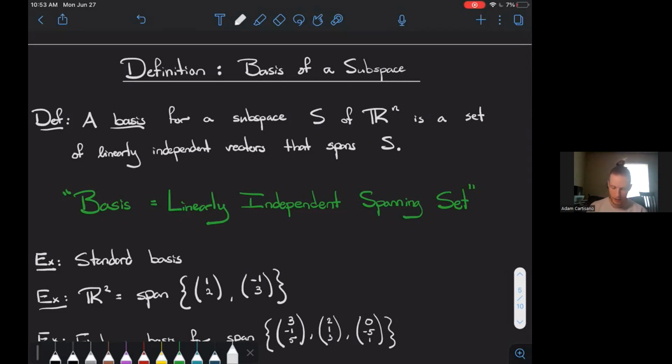Even the set (1, 0), (0, 1), and (1, 1). That's only 3 vectors, and it spans R2. But it seems too big, right? Because this one is clearly just the sum of the first two. So it seems redundant. Linearly independent removes the redundancy of having too many vectors. That's why we have both.